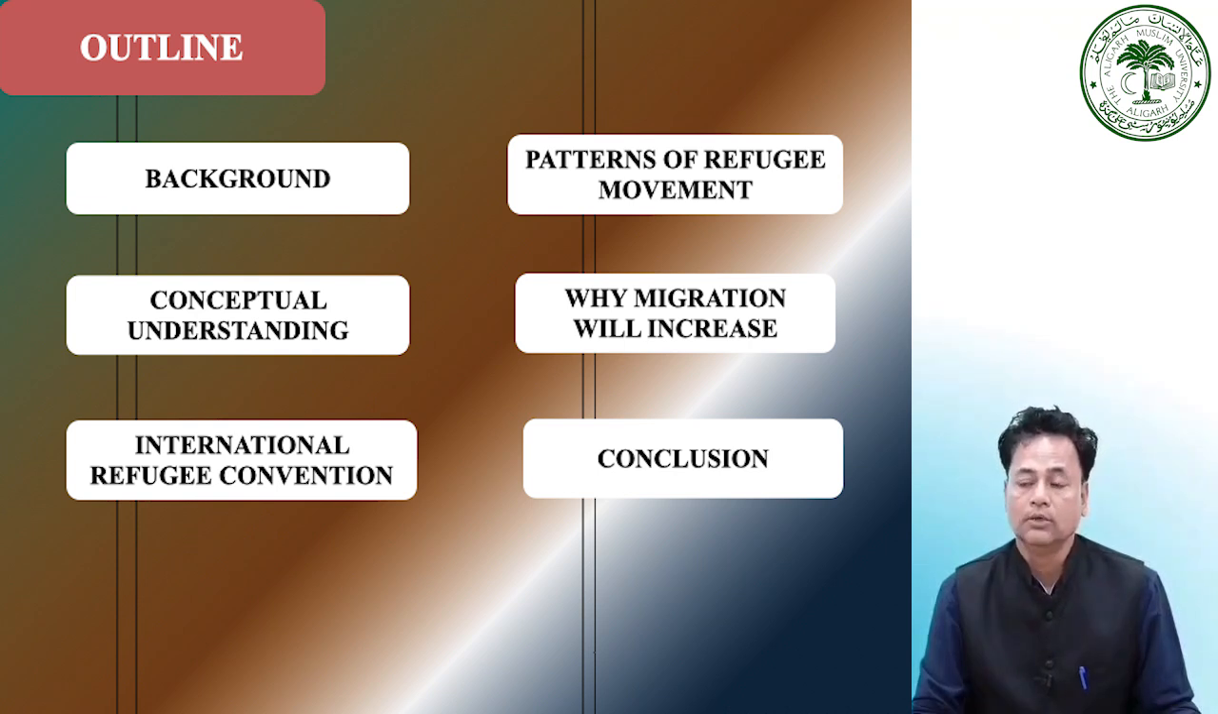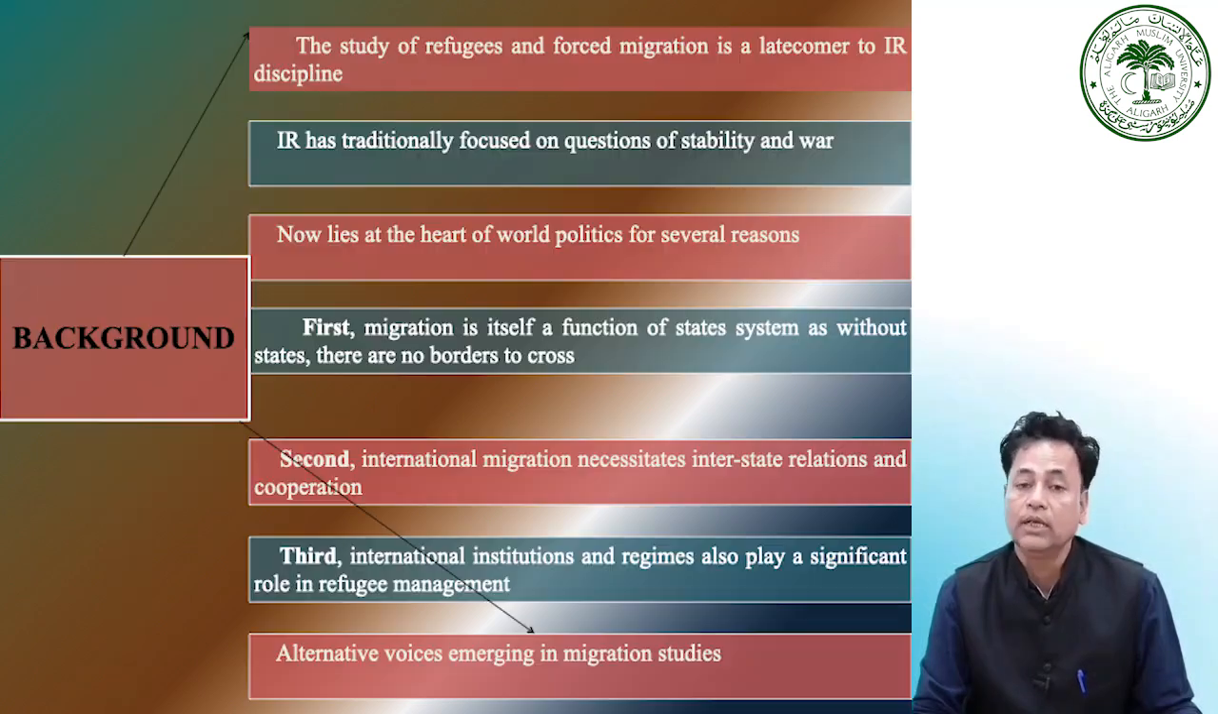So what we will do is we will proceed like this. First we will discuss the background of the whole issue of refugees and migration, particularly forced migration. Then we will try to understand the conceptual ambiguities with respect to migration, refugees or asylum seekers, and then we will also discuss the International Refugee Convention of 1951. Then we will discuss the patterns of refugee movements in different periods starting from the First World War, and then we will also focus our attention on why migration will increase in future.